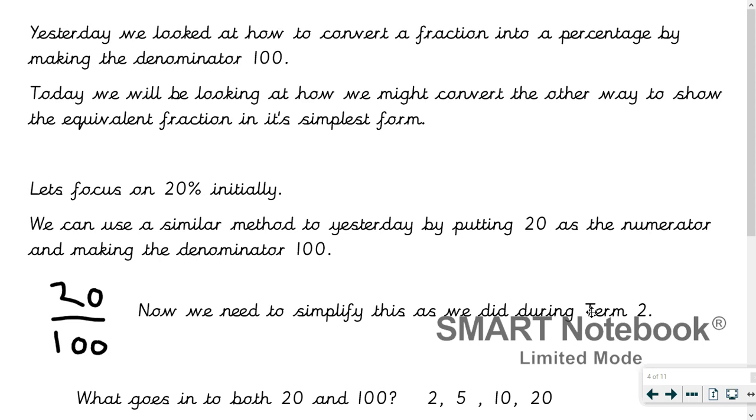So let's focus on 20% initially. We're going to use a similar method just like this. We put the 20 as the numerator because we know when the denominator is 100, the numerator is a percentage. So if we put 20 as the numerator, we can put 100 as the denominator. So we've got 20 over 100. Now that in itself is converted. That technically is a fraction. But we did say, and it will say in a lot of questions we come up against, that we need to simplify those answers.